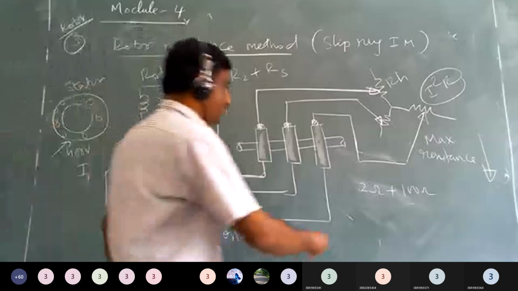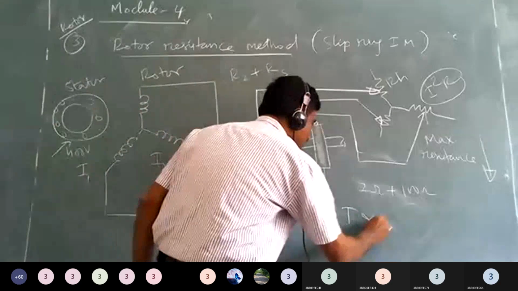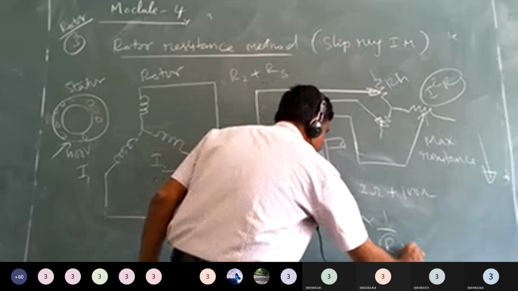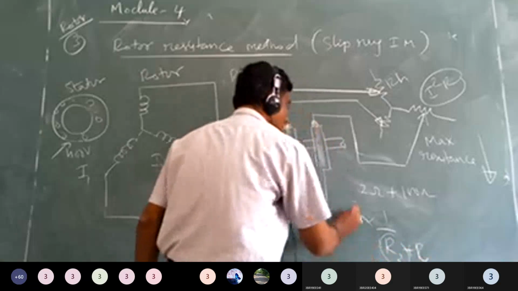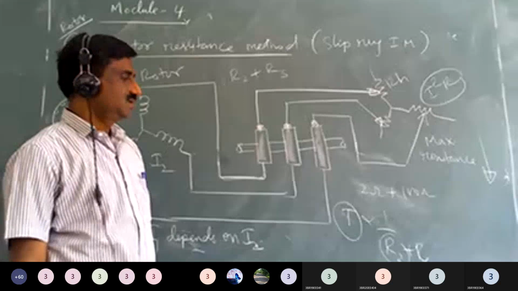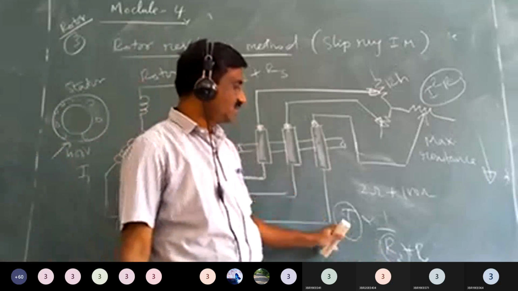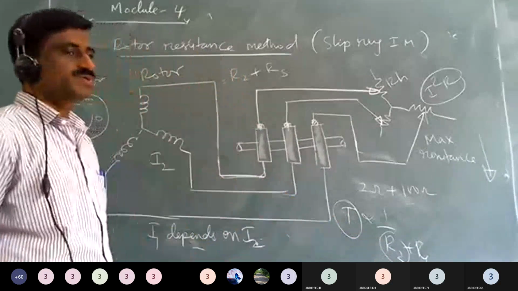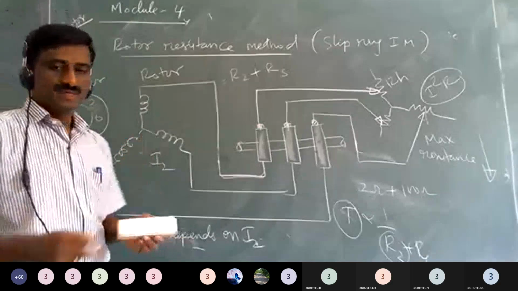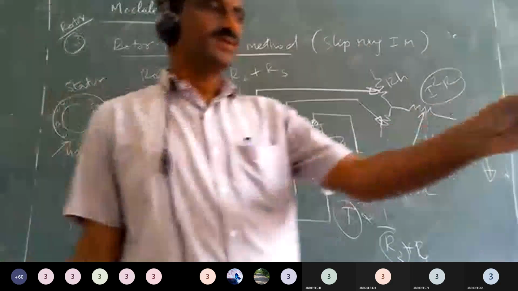And as you know, the torque is inversely proportional to the rotor resistance. By varying this rotor resistance, by adding extra resistance, we can control the torque. Torque is nothing but this speed variation. So based on this equation, rotor resistance is inversely proportional to the torque. Any doubts with this?